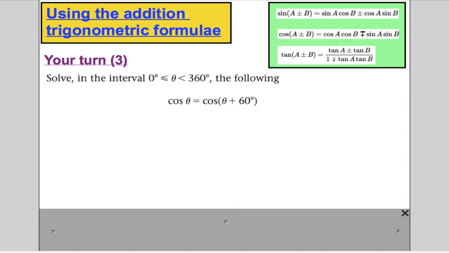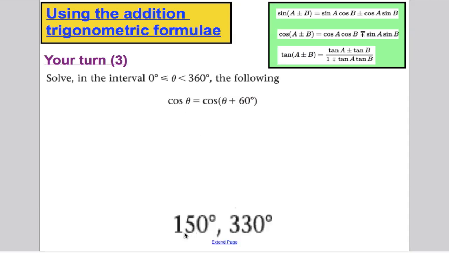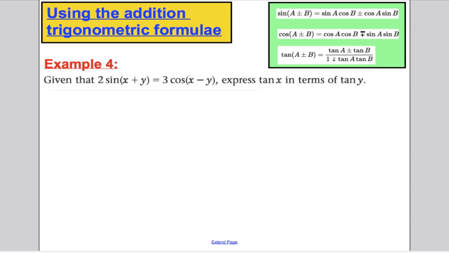And if you had expanded out using the double angle formulae and tried to solve, you should have got that theta was 150 degrees and 330 degrees. Okay, the last type of question that can come up is some sort of use of algebraic expressions. We are told that 2 sine of x plus y is equal to 3 cos of x minus y.